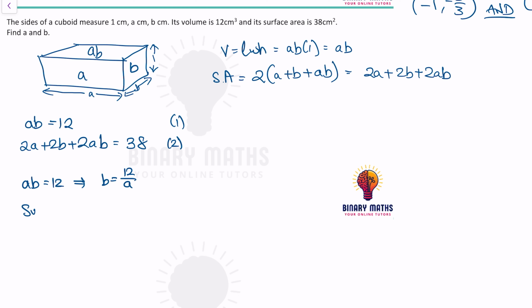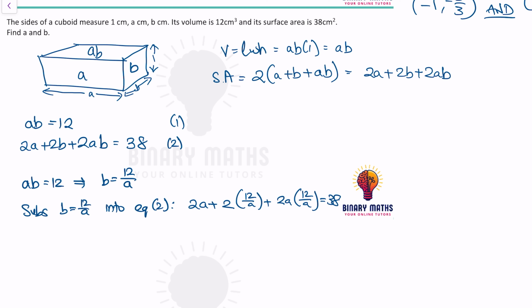Okay, so now what I need to do is substitute B is equal to 12 over A into equation 2. When I do that, I get 2A plus 2 times 12 over A plus 2A times 12 over A must be equal to 38. If I simplify this, the first term stays as 2A. The second term becomes 24 over A. The A and the A in the third term cancel out, so I'm left with 24.